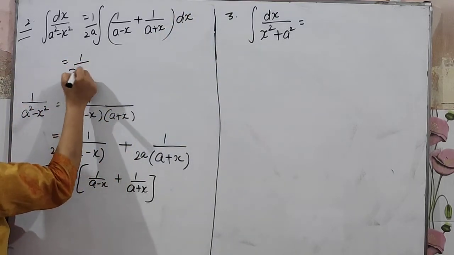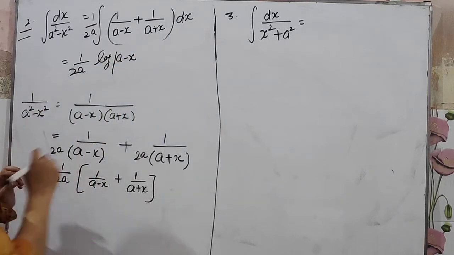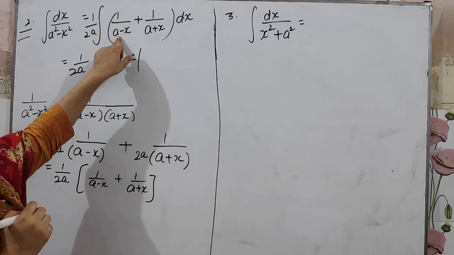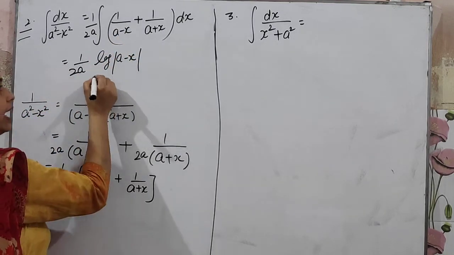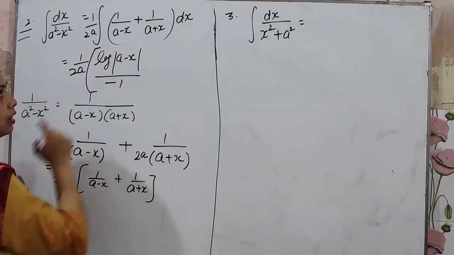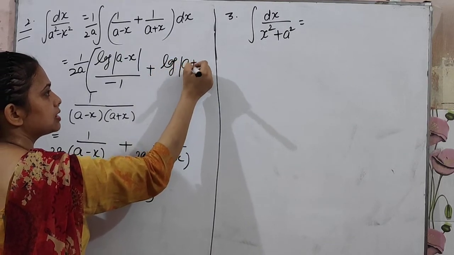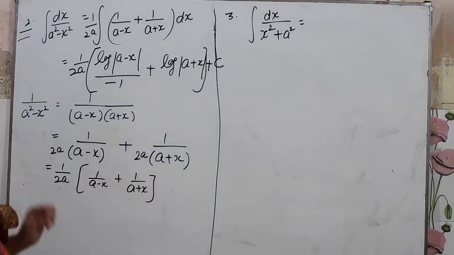This is 1 by 2a log of a minus x. See student, this is a minus x. What is its derivative? Minus 1. Right? It means you will divide this function by minus 1. Here this is plus, 1 by 1, log of a plus x, plus c, constant of integration.